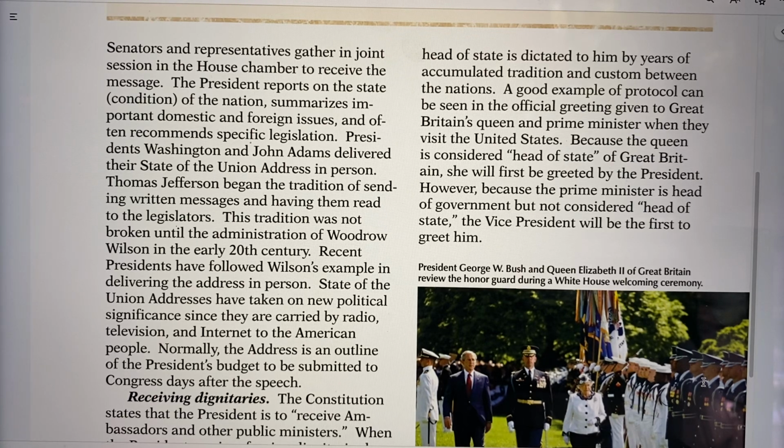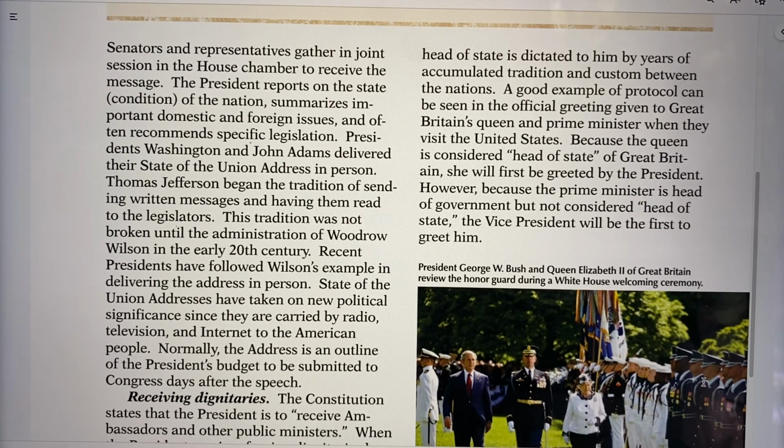So after the Congress convenes in January, the annual State of the Union address is to Congress, and the senators and representatives in the House gather in a joint session, and the president reports on the condition of the nation and summarizes his domestic and foreign issues. Basically where he's going to focus. Where is the president going to focus? And what kind of legislation or what kind of bills is the president going to promote in Congress? He's going to recommend certain legislation through Congress to the Senate and to the House of Representatives. So that's basically what the State of the Union is going to be about.